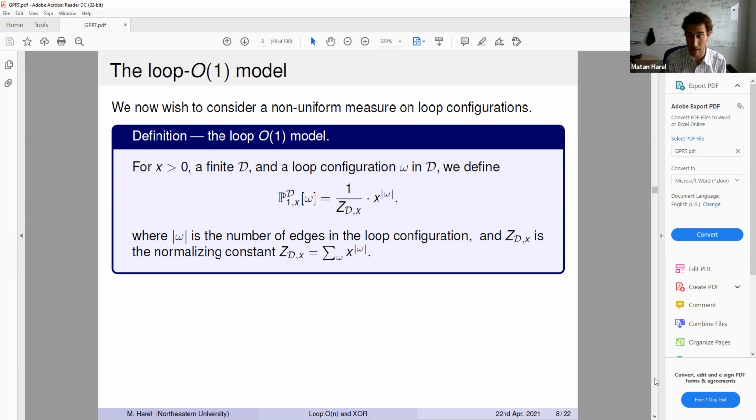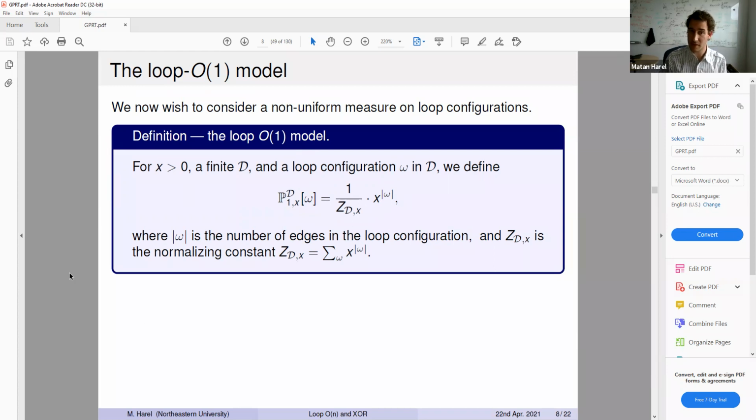The probabilities will all be non-zero or 0 in a finite space, but be very different, at least a priori. And the way we do that formally is by giving the probability of any particular loop configuration omega the weight x to omega. But of course, the probabilities have to sum up to 1, so I need to divide by Z of x, which is just a normalizing thing, also called the partition function.